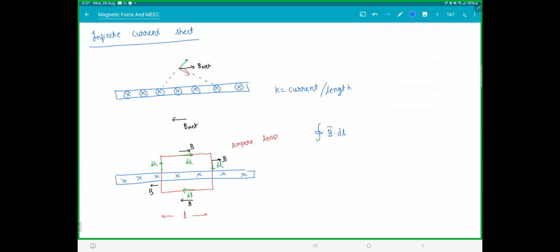So integral B dot dl is equal to mu naught I. This will become 2 times B into L is equal to mu naught, current is K into L. B is equal to mu naught K by 2. There. So this is how you can prove the field due to the infinite current sheet. Last time, if you remember, we did it with integration and proved it. That was a more powerful one, but yeah, this was infinity. So here it is B into L. This is 0, perpendicular. This is again B into L, and this is 0. So totally you'll get 2BL.